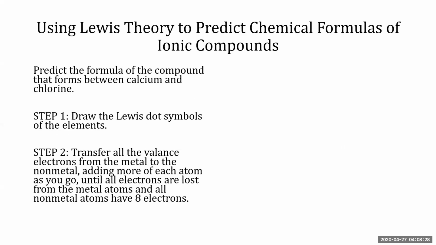Here is an example of using Lewis theory. And here is the question. Predict the formula of the compound that forms between calcium and chlorine. There are two steps.